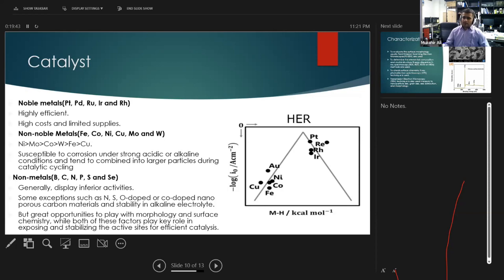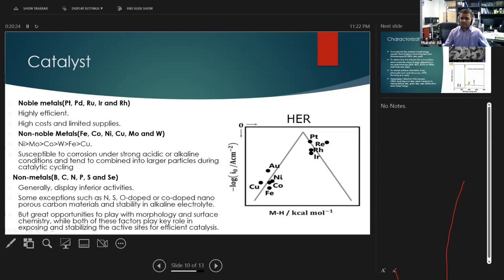Then research is going on non-noble metals, which include iron, cobalt, nickel, and copper. This group shows good catalytic properties toward the HER, but they are not as good as the noble metals, and in the order toward hydrogen production, nickel has very good catalytic properties toward the HER.